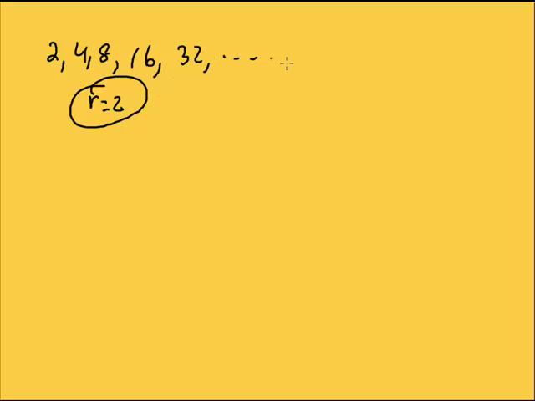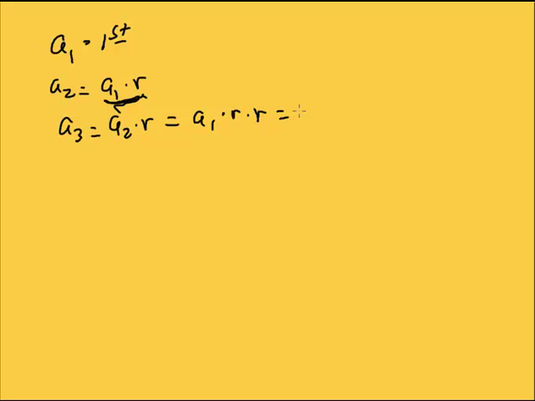So how do you find, let's say, a sub 100, the 100th term? You don't want to keep multiplying. So we want to come up with a formula. And here's the formula. a sub 1 is equal to the first term. My a sub 2 is really the first term times some ratio we'll call r. And a sub 3 is really a sub 2 times r. But a sub 2 is really that right there. So that's going to give me a sub 1 times r, which is going to give you a sub 1 times r to the second.